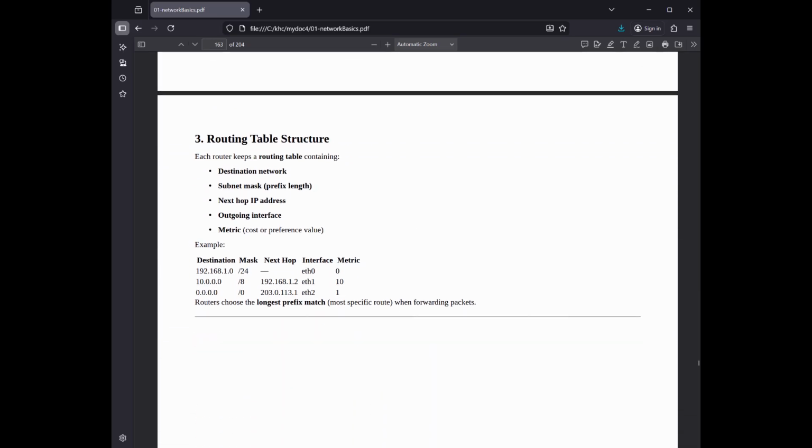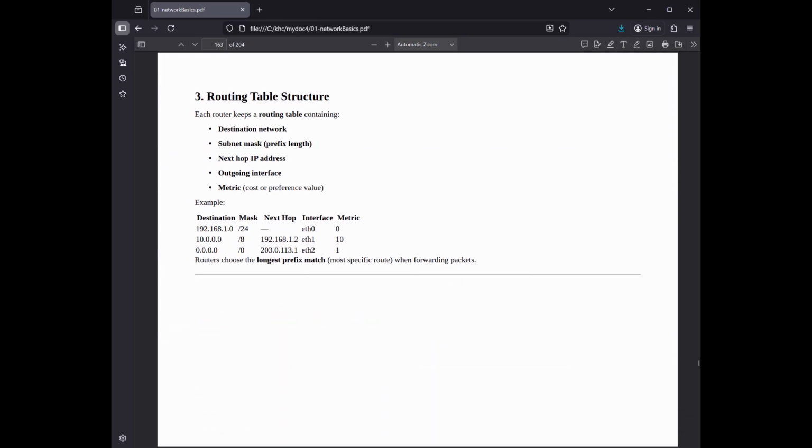Destination network, the IP address of the target network or host. Subnet mask/prefix, defines the range of IP addresses in the destination network. In modern systems, this is often shown in CIDR notation, example /24. Next hop, gateway, the IP address of the next router in the path toward the destination. Outgoing interface, the specific physical or logical port, example GigabitEthernet 0/1, through which the packet must leave the router.